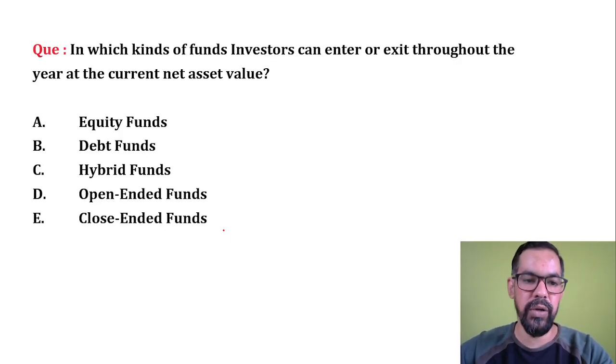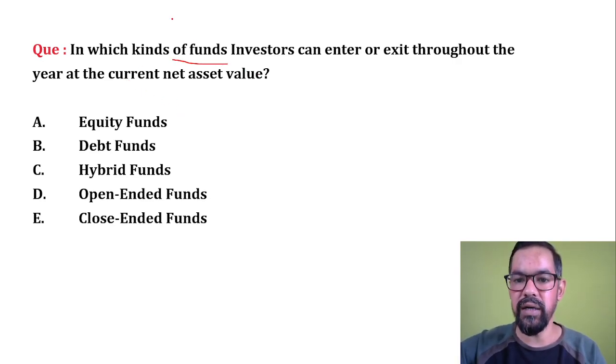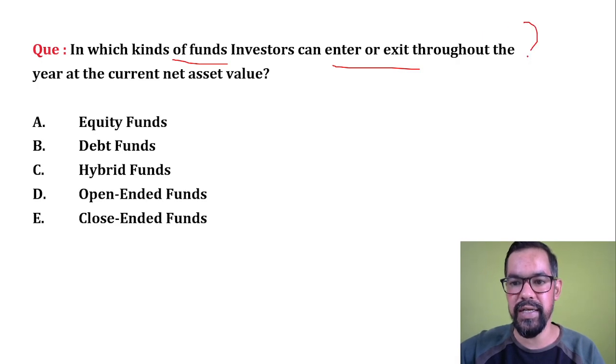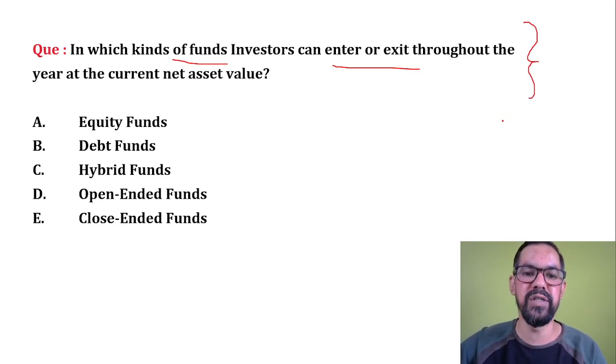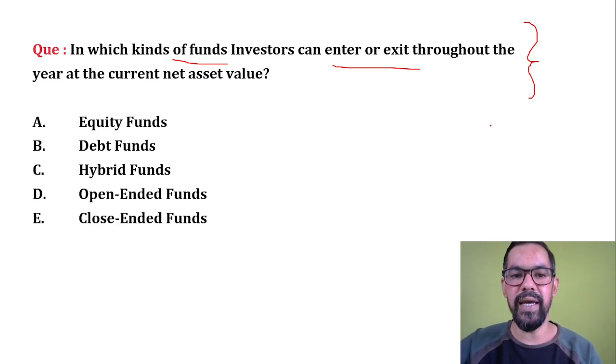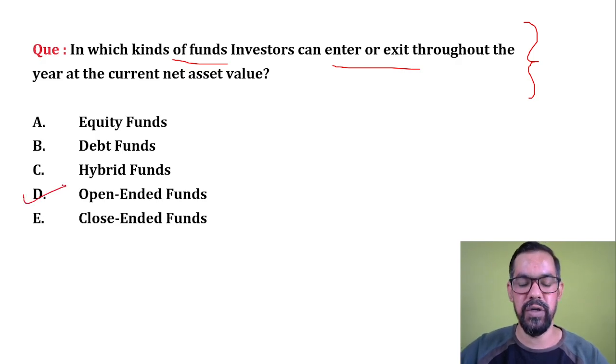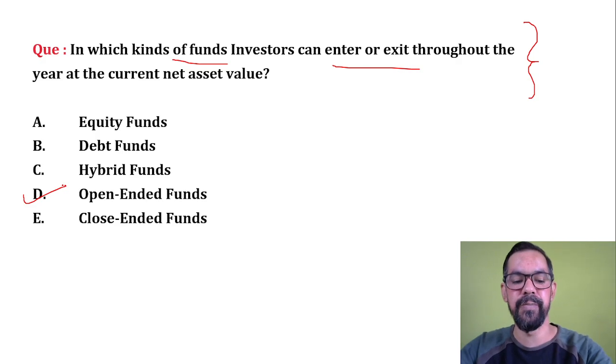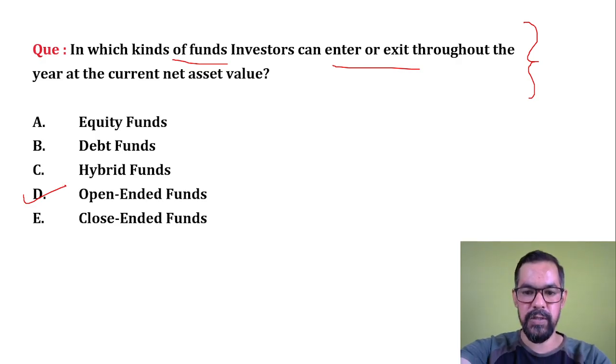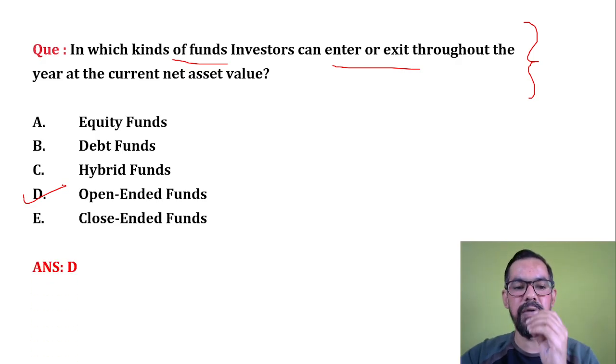The first question on your screen is: in which kind of funds can an investor enter or exit throughout the year at the market NAV, or net asset value, which is the current market price for any mutual fund? If you see the mutual fund video where we discussed different types of mutual funds, this is based on open-ended mutual funds. We have two major categories. One is open-ended, where an investor can enter any mutual fund at any specific time. That is called open-ended, and in case of close-ended, we have a fixed lock-in period.